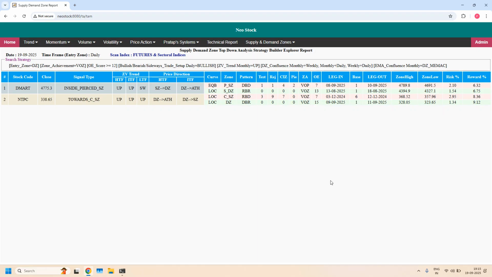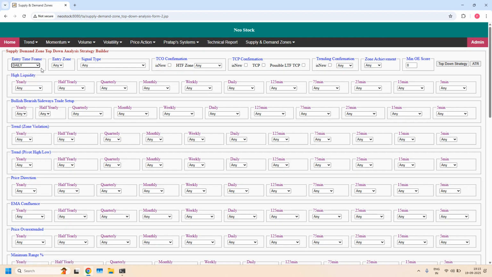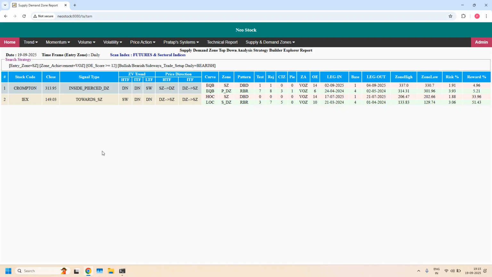Next, I will generate bearish trade setup for monthly income trade. Entry time frame daily, entry zone, supply zone, selecting bearish, zone achievement of VOZ, minimum odd enhancer score 12. With these filters, we got only 2 stocks supporting bearish trade setup for monthly income trade. And entry time frame zones are daily supply zones. We got 2 stocks. Let's verify any high probability trade setup daily supply zone in this list.